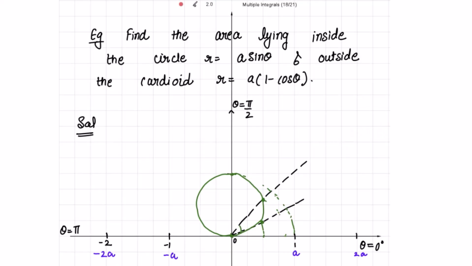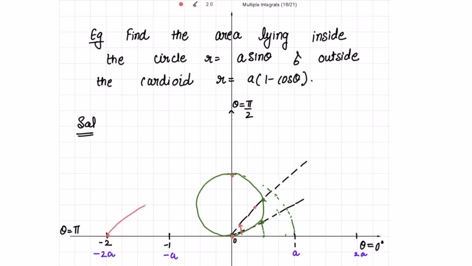I'm drawing this with this color. First point is 0, 0. We all know that. And at 60 degree, I'm having the value a by 2. So this is the 60 degree angle. So here I'm having the value a by 2 for the cardioid, this point. And then at 90 degree, I get the value a. And at 180 degree, I'm getting the value as 2a, right? Not negative 2a, but a distance from the origin, that is 2a unit. Okay, that because it is a radius.